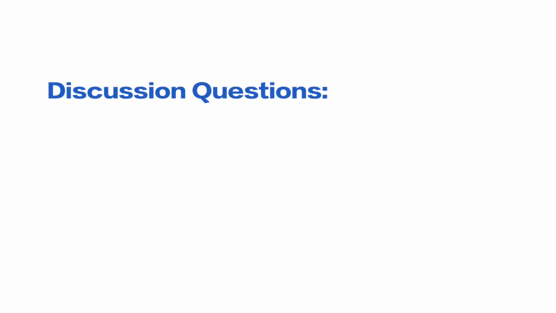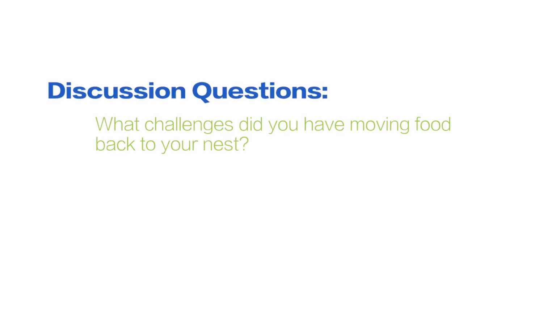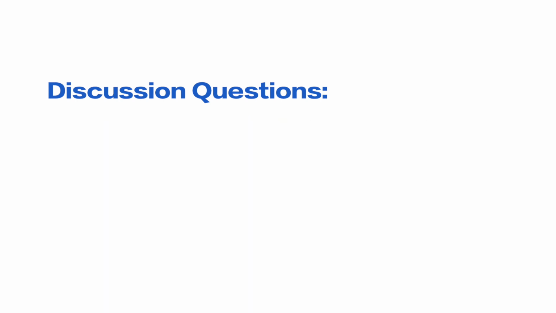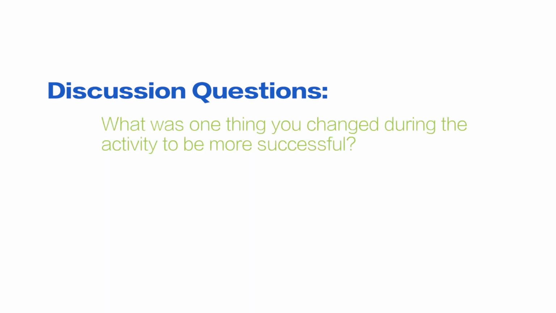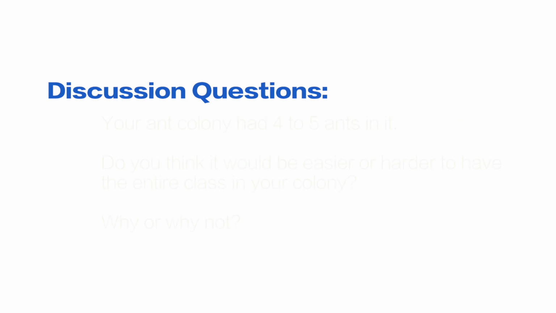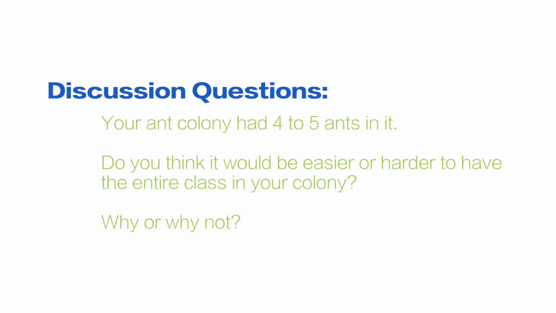Discussion questions for the second part of the activity include: what challenges did you have moving food back to your nest? What was one thing you changed during the activity to be more successful? Your ant colony had 4 or 5 ants in it. Do you think it would be easier or harder to have all the students in one class in a single colony? Why or why not?